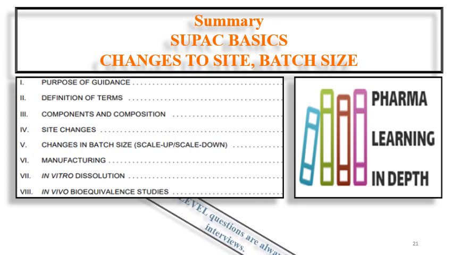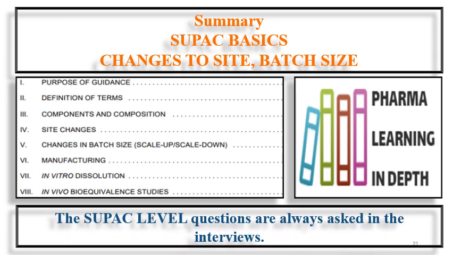So I hope you have got a good understanding out of this video. These SUPAC level questions are always asked in interviews to have the clarity that the applicant is knowing about these things or knowing about the product life cycle or not. So keep watching the video series on SUPACs. In video 1 we have understood the basics of SUPAC guideline and changes to the composition and the components. In the upcoming video, the remaining topic of manufacturing equipment change and process change will be discussed in detail.